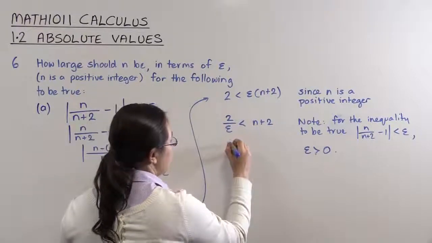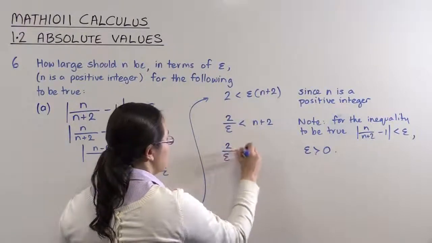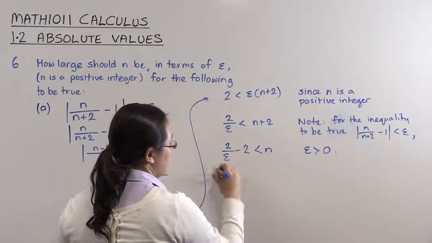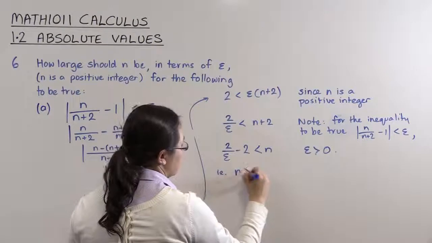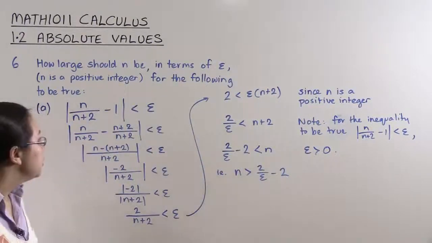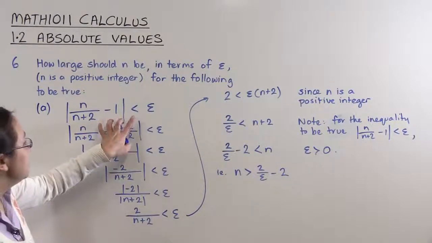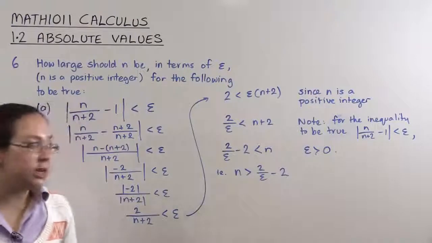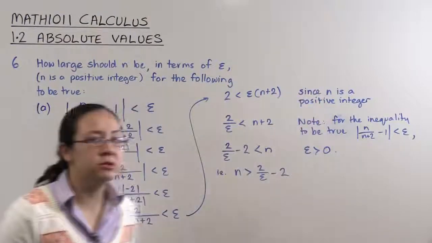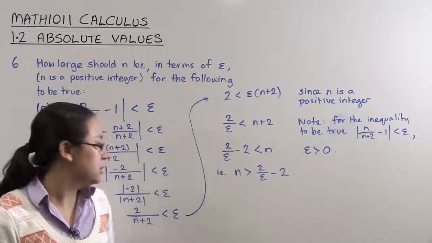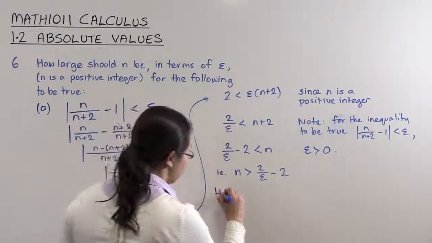Now, just to make n the subject, we subtract 2. So 2 on epsilon minus 2 is less than n. That is, n is greater than 2 on epsilon minus 2. So we started with this absolute value inequality, we simplified, and we've ended up making n the subject. We just had to make some careful notes here to make sure we didn't have to flip any signs because things were negative.